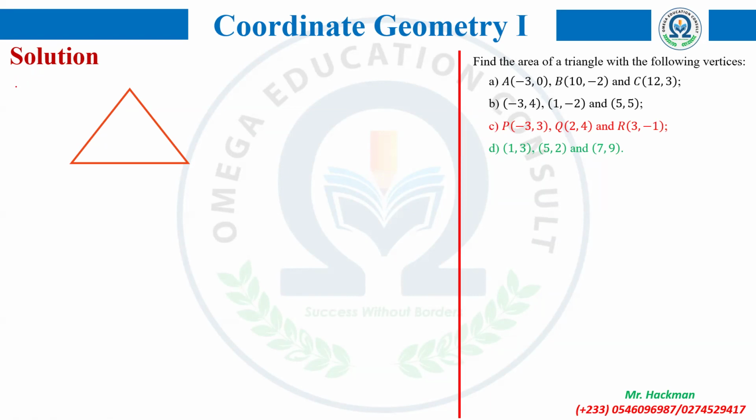So solution, question A. Anytime the figure is mentioned in the question, remember, it means you have to draw. That's why the triangle is here. So I'm extracting the information in a picture form, and that will give me A. I always put my apex, or the vertex, here, so A is (-3, 0). Okay, B will be (10, -2). Then C with coordinate (12, 3).